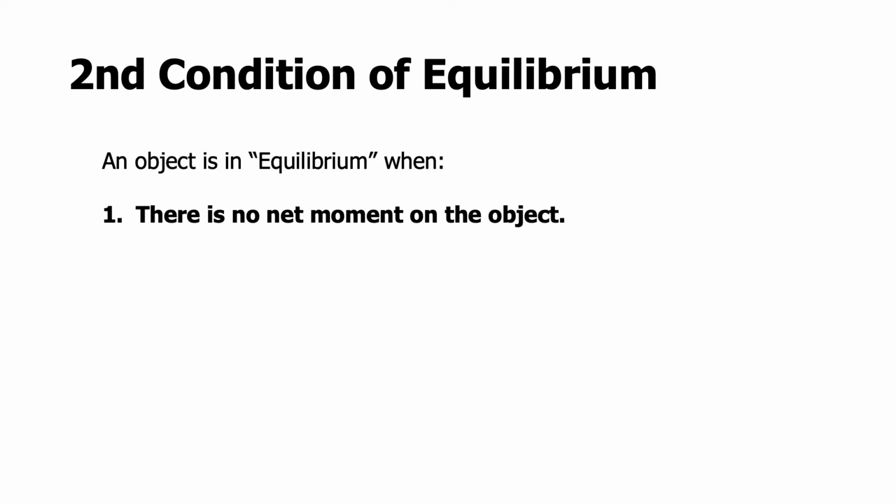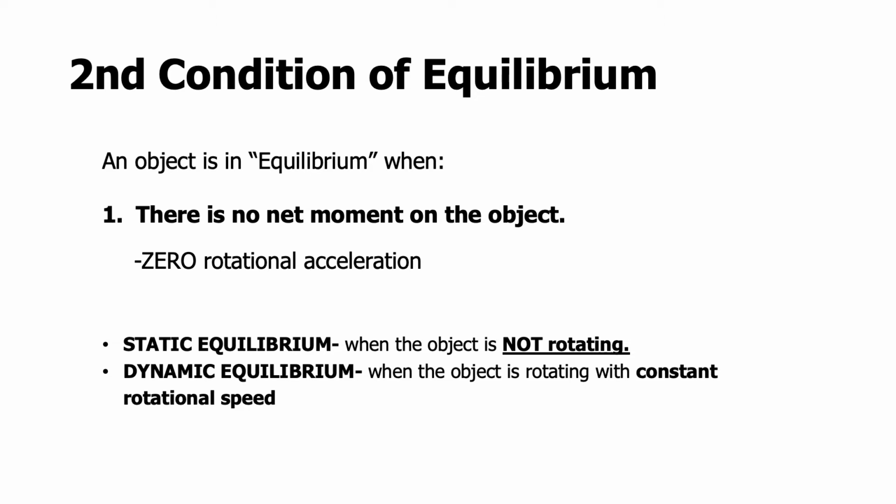Now let's go to the second condition of equilibrium. For us to say that an object or a system is in equilibrium, there must be no net moment on that object, which means it must not be experiencing rotational acceleration, or the rotational acceleration should be zero. Again, we have static and dynamic equilibrium. An object that is not rotating is in static equilibrium, while an object rotating with a constant rotational speed is in dynamic equilibrium.